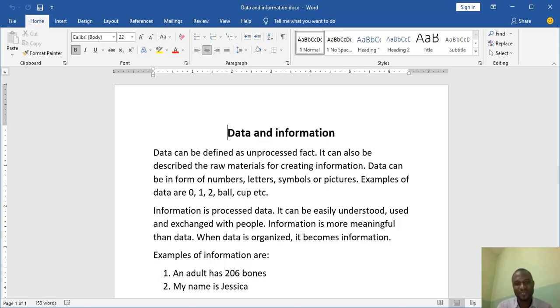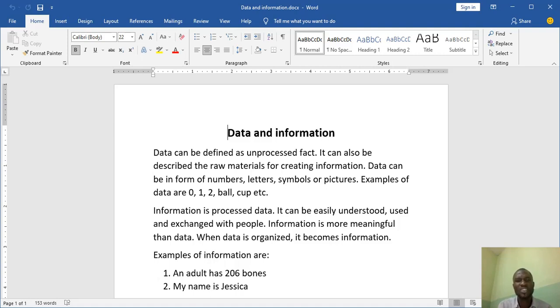Now let's start. Data can be defined as unprocessed facts. They are unprocessed, they don't make sense. For example, if I come to your place and just start saying random words like cup, for, table, on, big, one, you'll be like, what is Mr. Moses saying? These words don't make sense. But those are actually examples of data. That's why data are unprocessed facts.